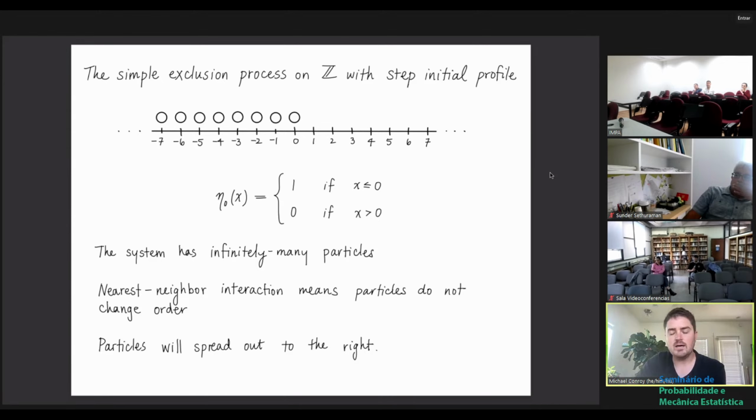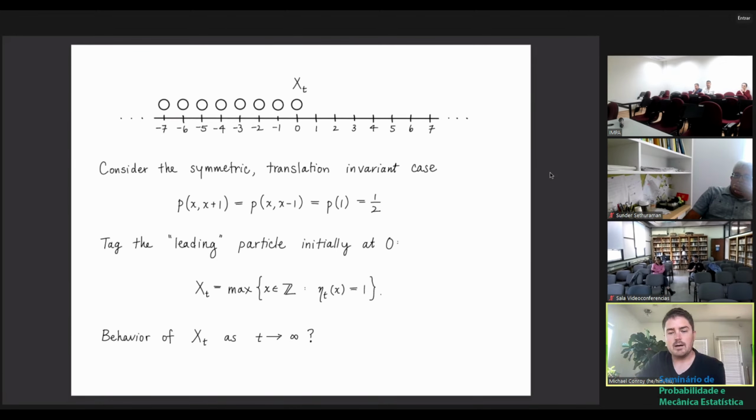Oh, by the way, feel free to interrupt with any questions at any point if anything's not clear. So in the symmetric translation invariant case, we can tag the leading particle, the particle that's initially at 0. And since particles don't change order, this is just the maximum position in Z where the occupation variable is 1. And we're going to consider the behavior of this tagged particle as time goes to infinity.